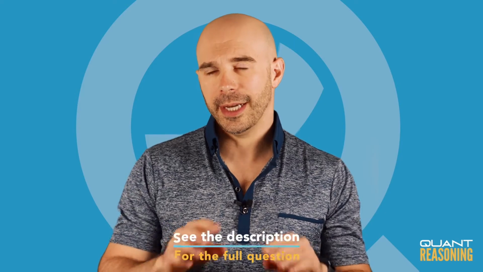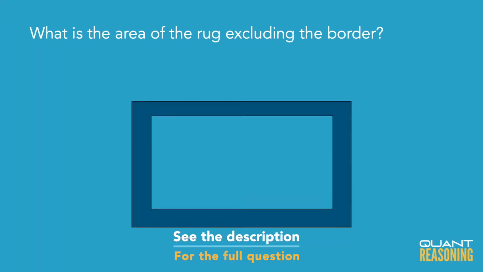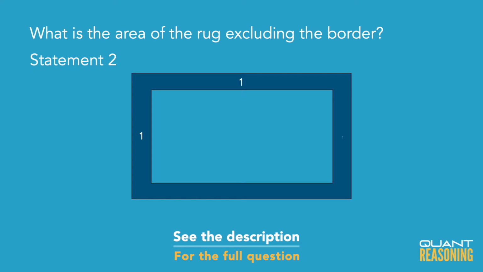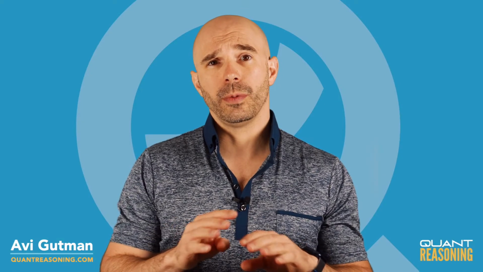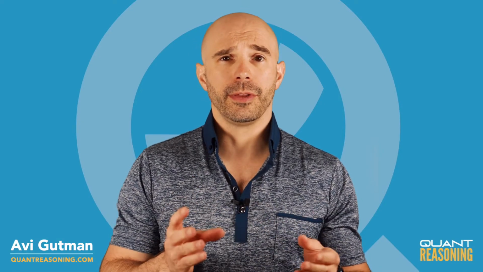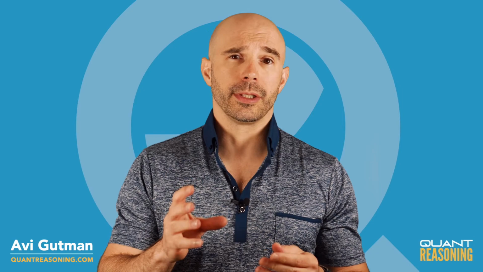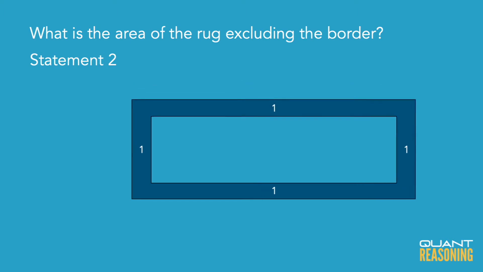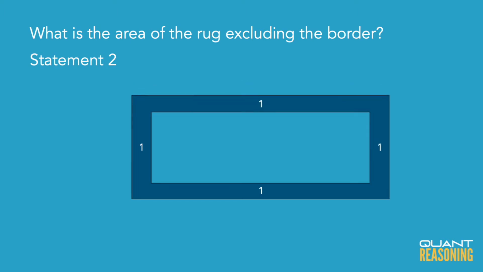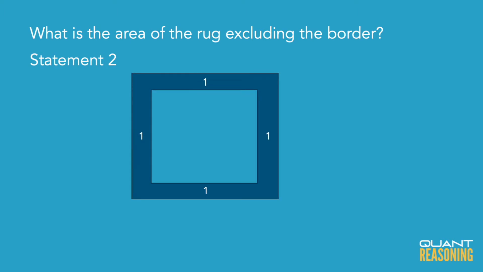So this rug has an accent border, and statement 2 tells me that it's the same width all around, 1 inch. And what I'm thinking is, if I want to find the area of the rug excluding that border, I kind of need to know the shape of the rug. I mean, I know it's a rectangle, but is it a very skinny, very long rectangle, or is it a rectangle that looks a bit more like a square?